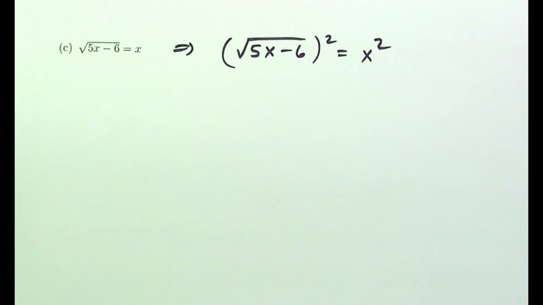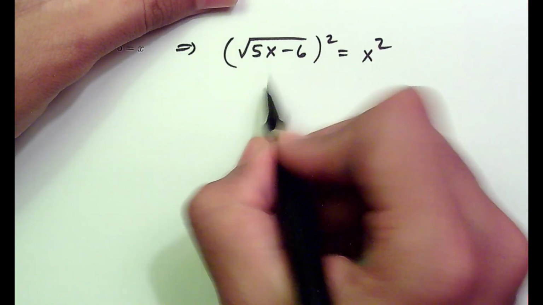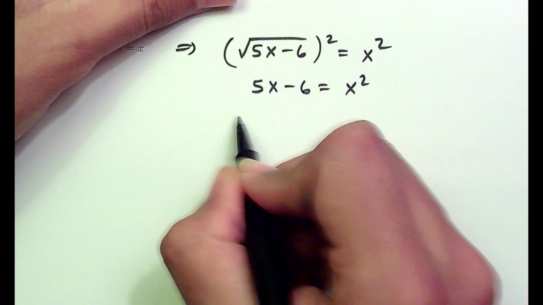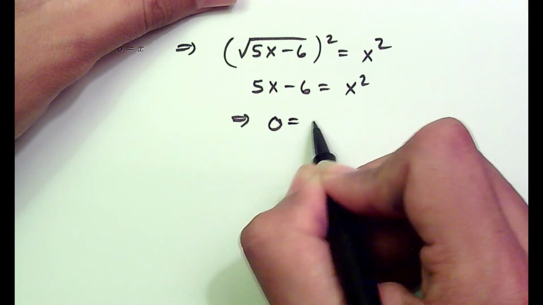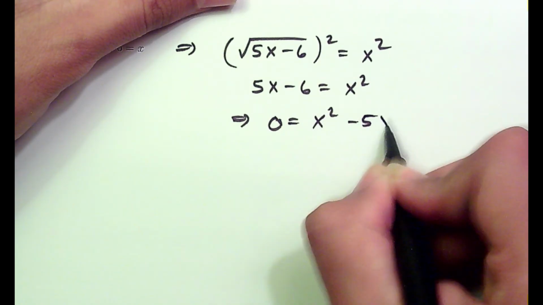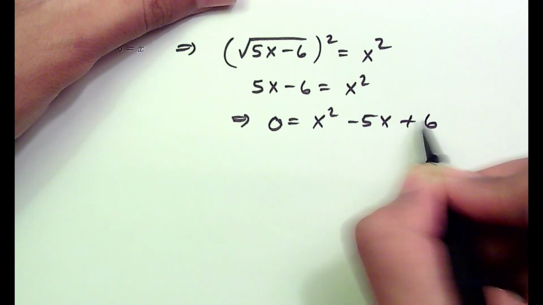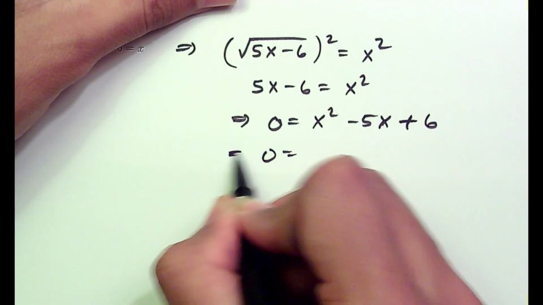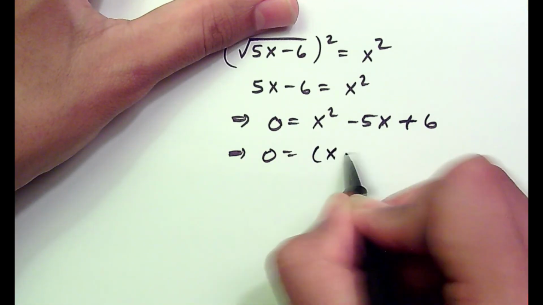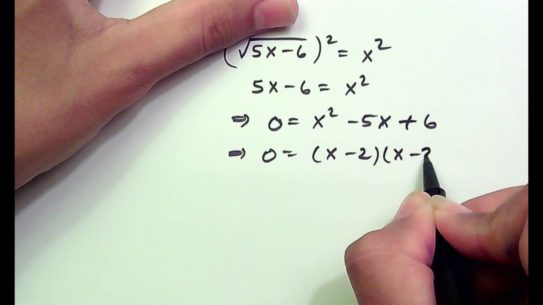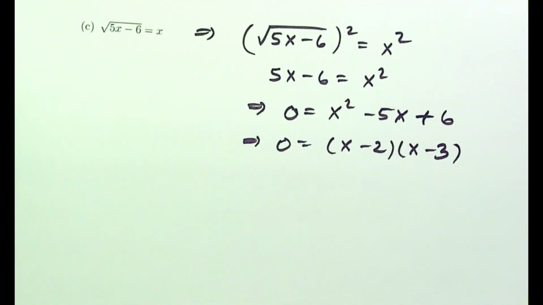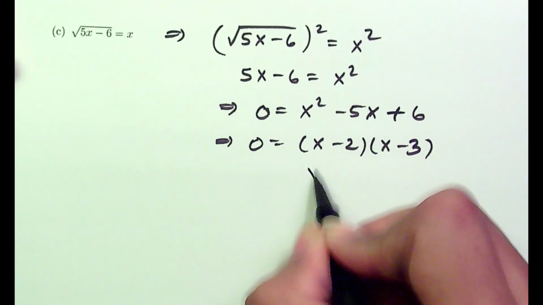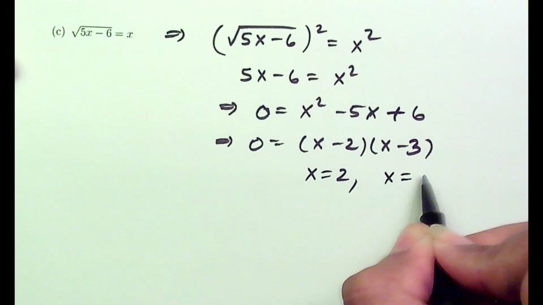Square both sides. Then the radical and the square root cancel each other, so you're going to get 5x minus 6 equals x squared, and we're going to solve this quadratic. So move everything to one side: x squared minus 5x plus 6. Now either use the quadratic formula or factor. I think this factors quite easily as (x minus 2)(x minus 3). And then you're going to get x equals 2 or x equals 3.